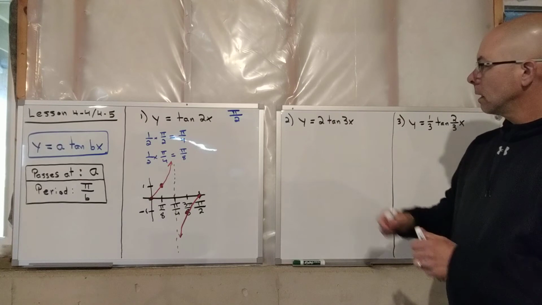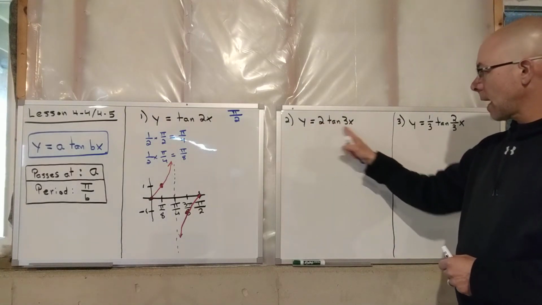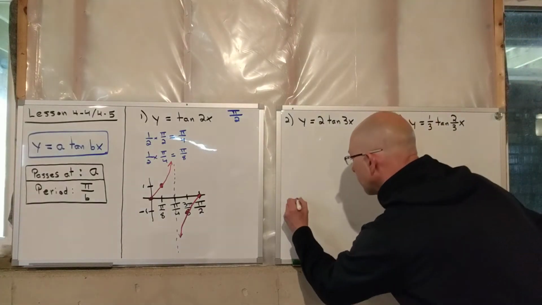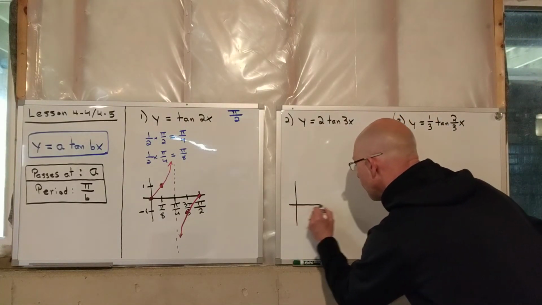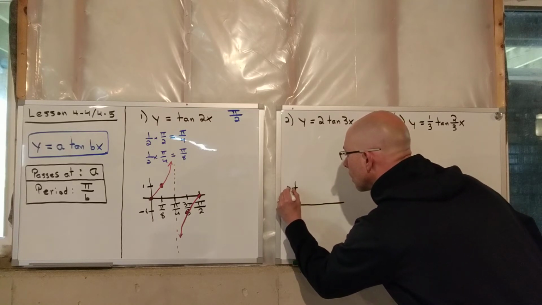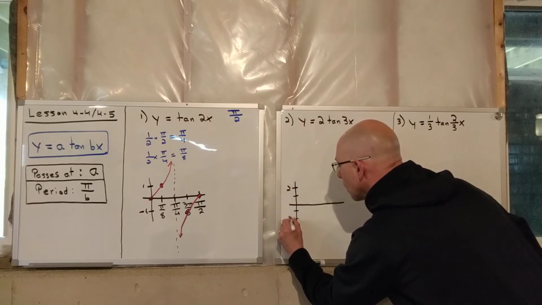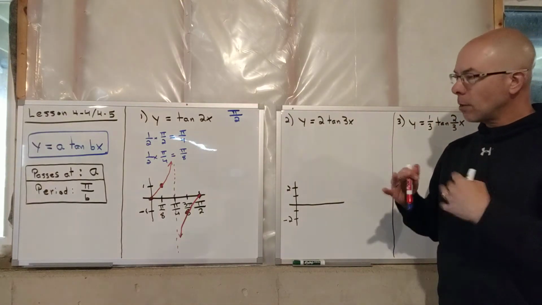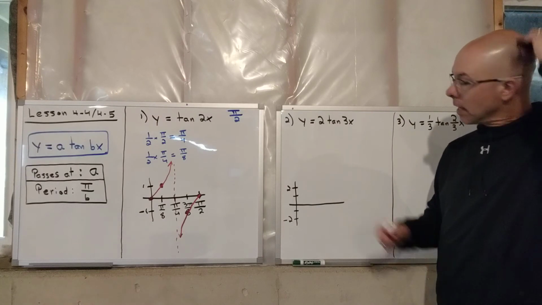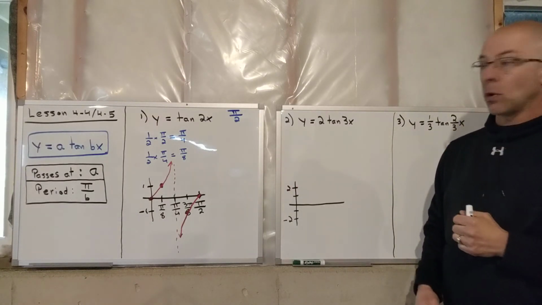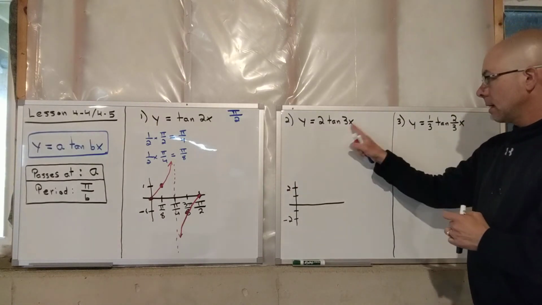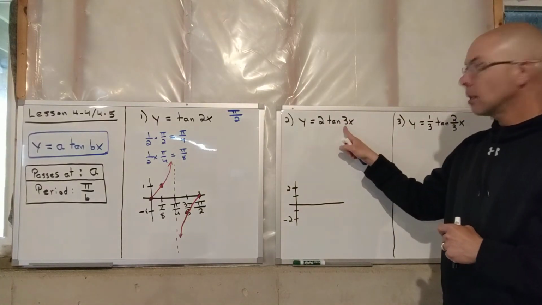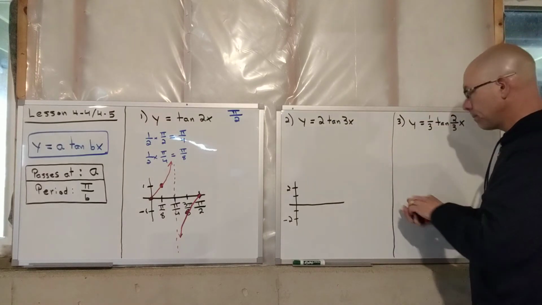This time, y equals 2 tangent 3x. One thing at a time, there's an a value of 2. That means I'll go up 2, down negative 2. Again, not amplitude. And I know I'm going to keep saying that, but tangent just doesn't have it. They'll be passing through at that point. Okay, period is pi over b. 3 is b. Pi over 3.